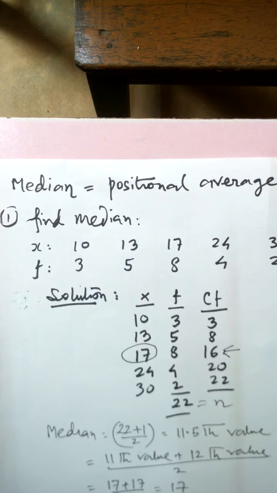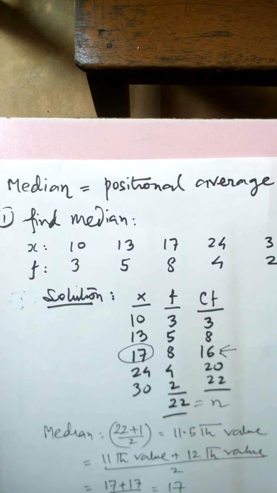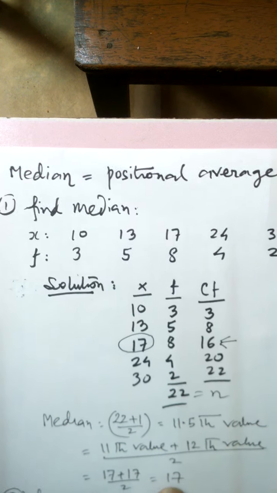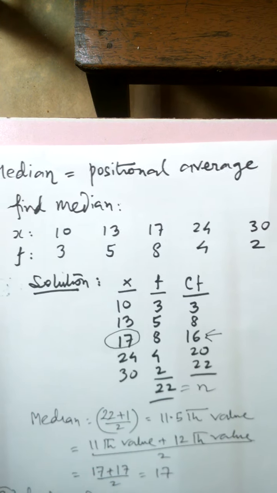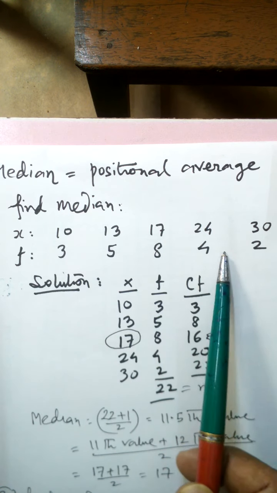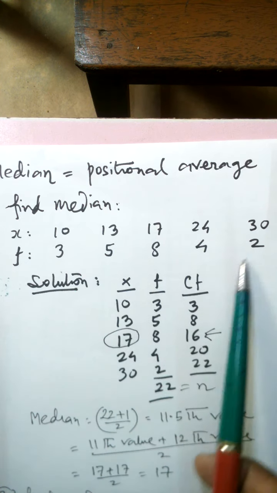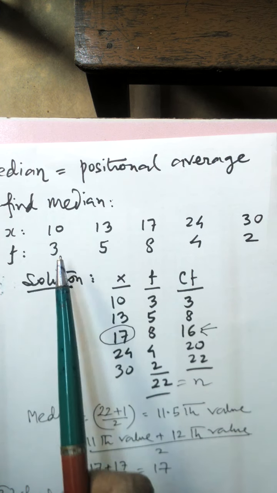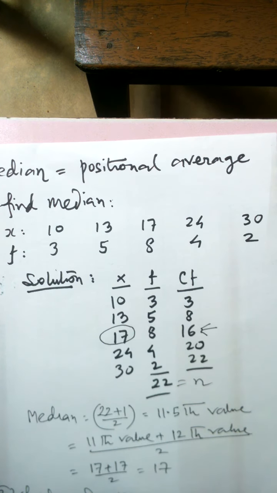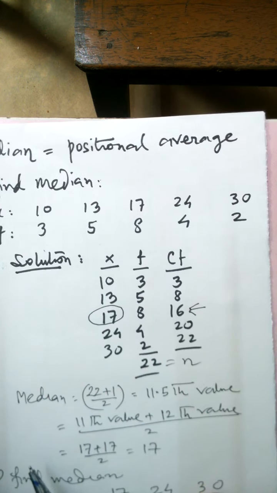Here we are seeing the concept of central tendency, which is positional average, and that is actually median. Now I am asking the question here that x are values, discrete values. These are all isolated. The frequencies of the values are like this: 3, 5, 8, 4 and 2. Now what is asked? What is the median?